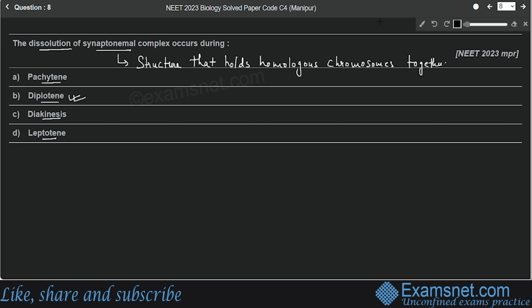During this stage, the dissolution of the synaptonemal complex takes place. Okay, option B is the correct answer.